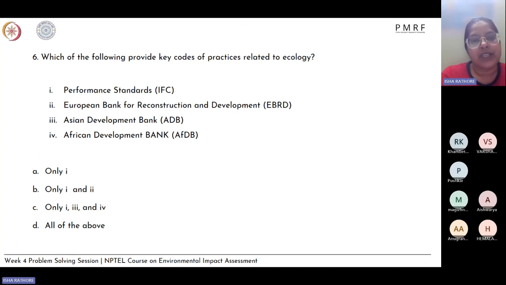Which of the following provide key codes of practices relating to ecology? First, performance standards by IFC. Second, European Bank for Reconstruction and Development, EBRD. Third, Asian Development Bank, ADB. And fourth, African Development Bank, AFDB. So, which of the following agencies provide key codes of practices relating to ecology?